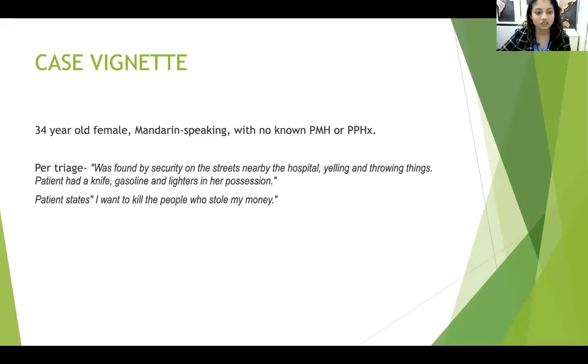note said that she was found by security on the streets nearby the hospital, yelling and throwing things. The patient had a knife, gasoline, and lighters in her possession. And when she came in, the patient stated, "I want to kill the people who stole my money." So does anything here sound odd to you or stand out compared to other patients that come to the ER?